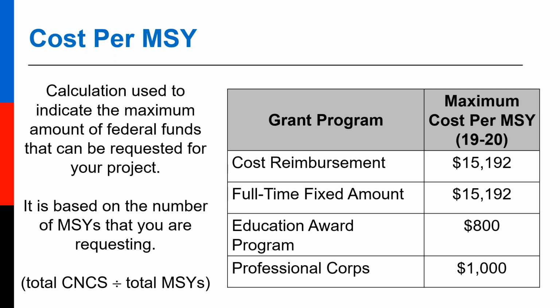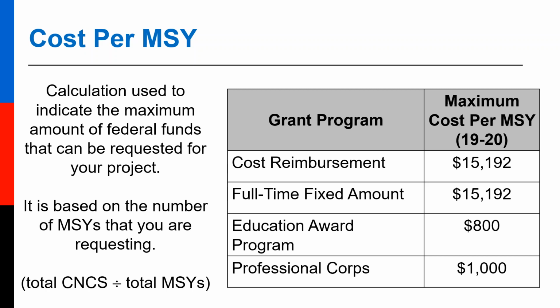2019-2020 program year. Most of you have already submitted your grant for that program year. Some of you are just submitting your continuations this month or next month. But for 1920, cost reimbursement, maximum cost per MSY is $15,192. They changed it, so full-time fixed amount is the same as the cost reimbursement at $15,192. Education award program at $800 and professional corps at $1,000.